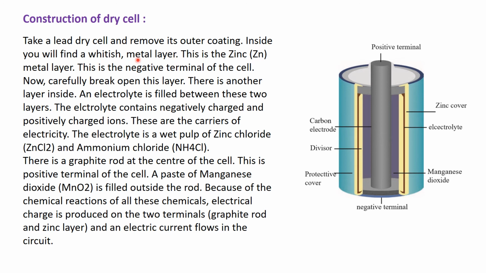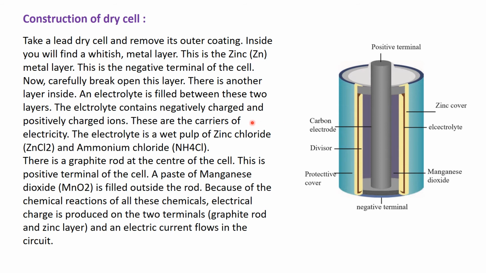Then inside you will find a whitish metal layer. What will you observe inside? A whitish metal layer. This is the zinc metal layer. There is another layer inside. An electrolyte is filled between these two layers. See, this is the electrolyte, filled between the two layers.